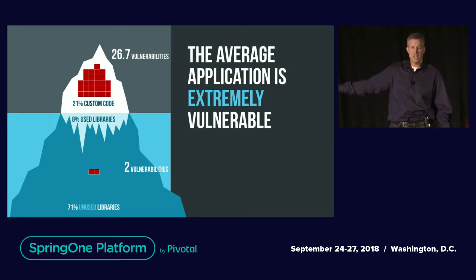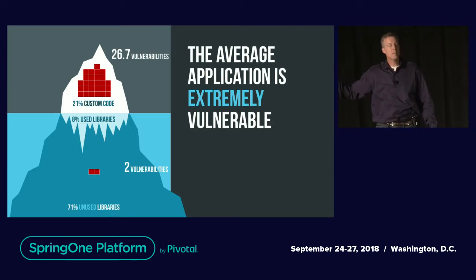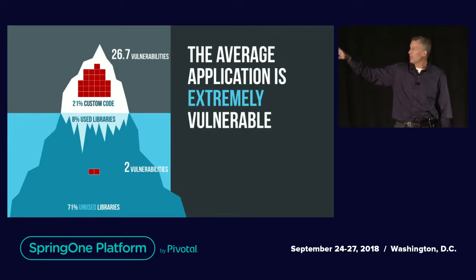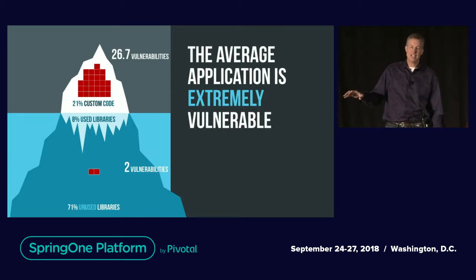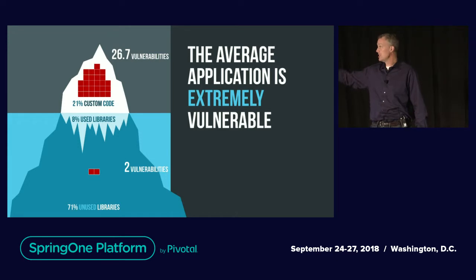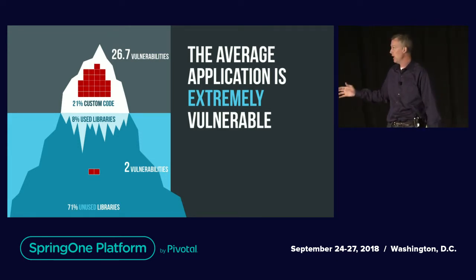There are CVEs, or known vulnerabilities, that people discover in the libraries. Those are pretty frequent and they've been in the news a lot lately. Typically, an application will have one or two of those. On the top part, in the custom code, the typical application has 26.7 vulnerabilities. That's a pretty scary number to me. And this data was gathered across tens of thousands of applications over the last couple of years, by the way.